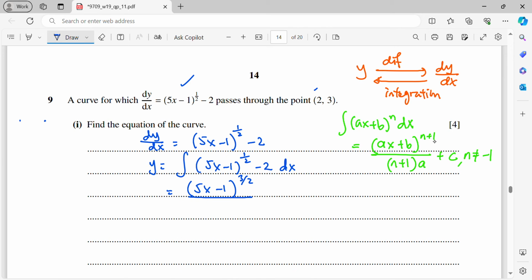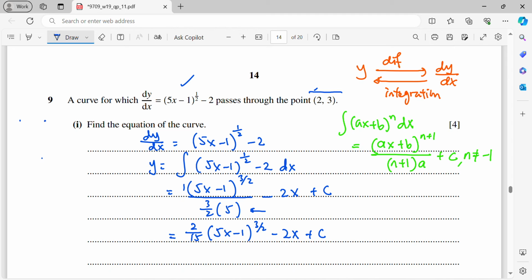Therefore, this is your first integration. Okay, then the minus 2, remember, when you integrate, you always add 1 degree of x to the term. That means this is minus 2x, then followed by plus c. Now, for the denominator, this is basically 15 over 2. So 1 divided by 15 over 2 is basically 2 over 15. So now I will rewrite. This is going to be 2 over 15 times 5x minus 1 to the power of 3 over 2, then minus 2x plus c.